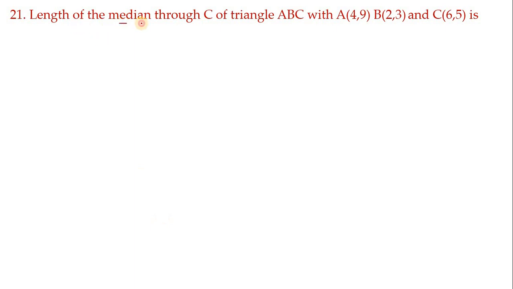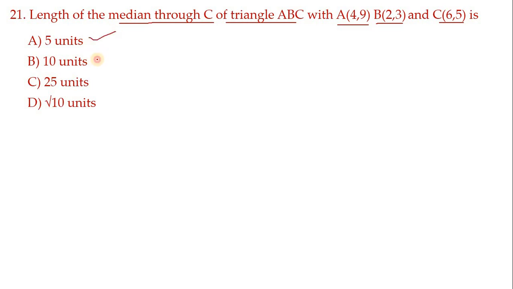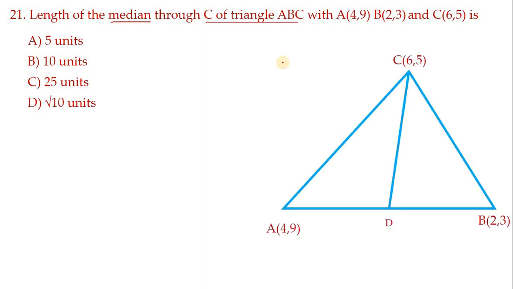Length of the median through C of triangle ABC with A (4, 9), B (2, 3), C (6, 5) is 5 units, 10 units, 25, or root 10 units. First understand the problem. What they are asking is to find the length of the median through C of triangle ABC. So consider triangle ABC with A coordinates 4 comma 9, B 2 comma 3, C 6 comma 5, and we have to find the length of the median.